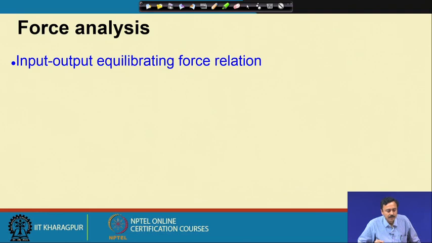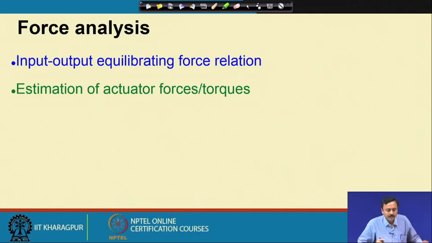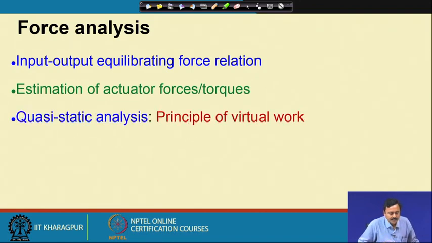So, under force analysis, we are going to look at the input output equilibrating force relation. This will give us an estimation of the actuator forces or torques that will be required. This will also help us in some way to estimate the size of the actuator. As I have mentioned, this is not about dynamic forces, forces that produce acceleration, but forces which maintain the static equilibrium. So, we are looking at quasi-static analysis using the principle of virtual work.